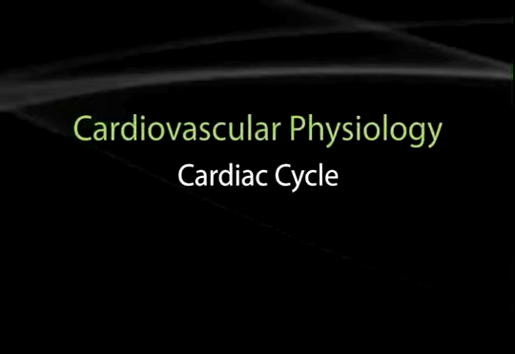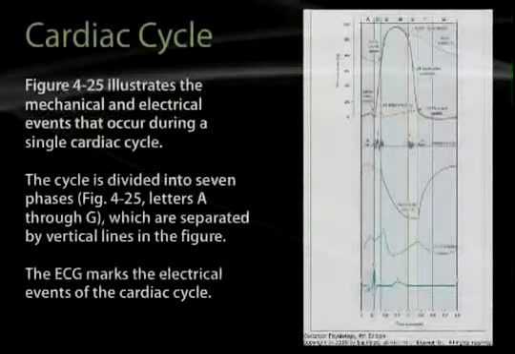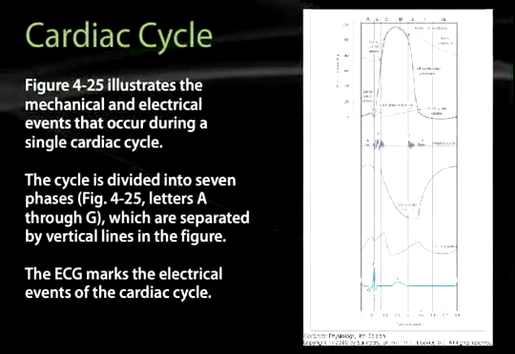The next section is entitled the cardiac cycle. Figure 4-25 on page 149 of the book illustrates the mechanical and electrical events that occur during a single cardiac cycle. The cycle in this diagram is divided into 7 phases, letters A through G, which are separated by vertical lines in this figure. The electrocardiogram at the bottom marks the electrical events of the cardiac cycle.